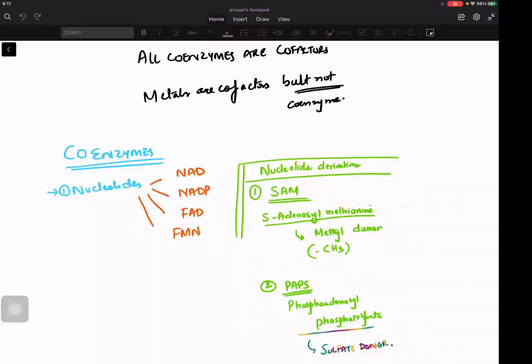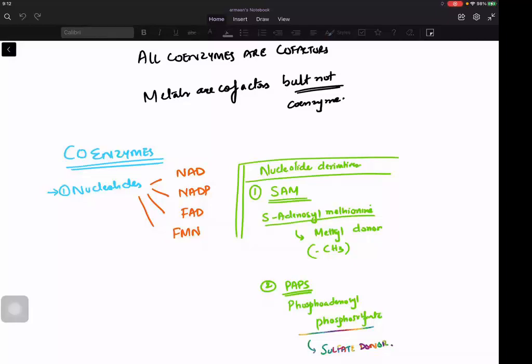PAPS, phosphoadenosyl phosphosulfate, donating the sulfate, is not a coenzyme but is a nucleotide derivative. And the rest, NAD, NADP, FMN, FAD, these all are nucleotides which are acting as coenzymes.